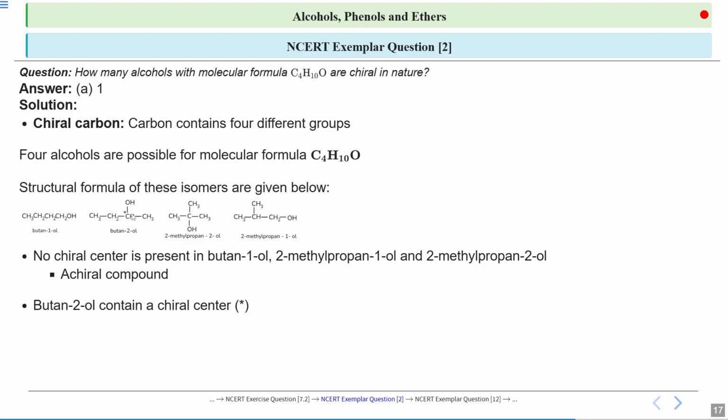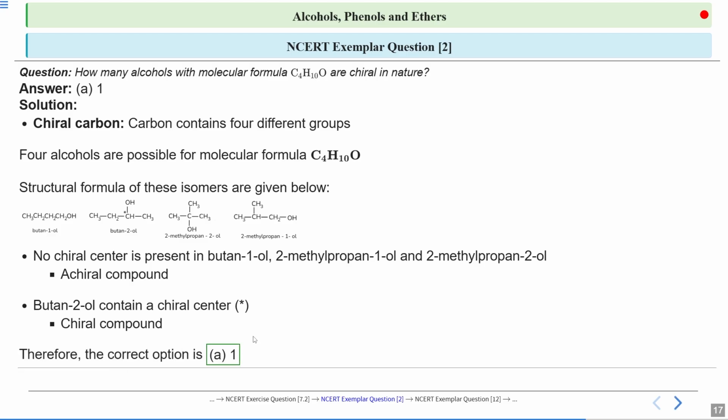So this carbon having the star is actually the chiral carbon because it is attached to one hydrogen atom, a CH3 substituent, an OH substituent, and CH2CH3, that is the ethyl group substituent. So all different groups are attached to this carbon. So this carbon is chiral, and hence butane-2-ol is a chiral alcohol. So this is a chiral compound, and therefore the correct option is option A, that is, only one alcohol with the molecular formula C4H10O is chiral in nature.